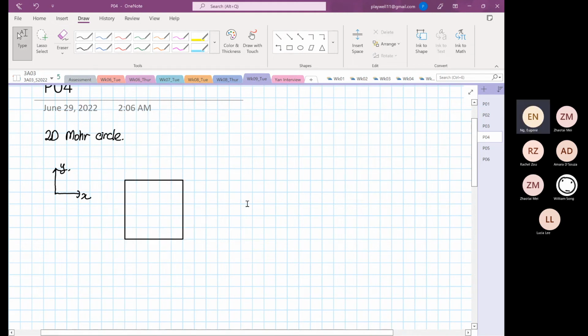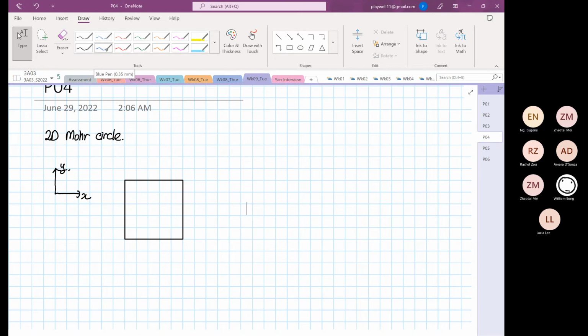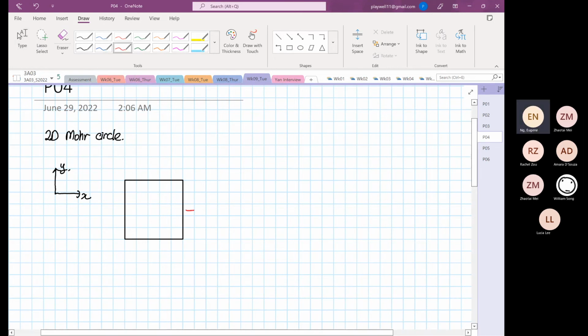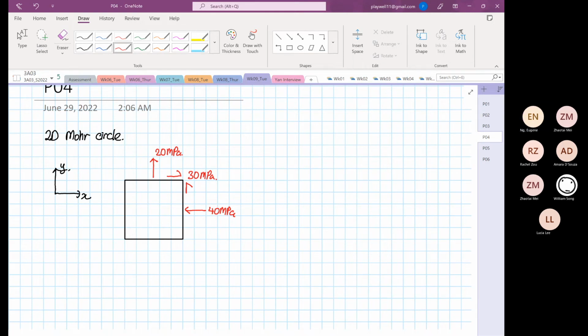Okay, so this is our element. On the element, we are going to see the stresses. Over here you have a stress of 40 megapascal. Then you have over here 20 megapascal, and then you have a shear of 30 megapascal. Okay, so that's your Mohr circle, and now you will know why it is 40, 20, and 30.